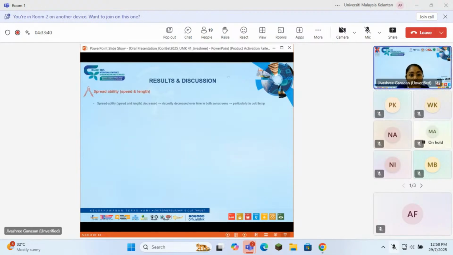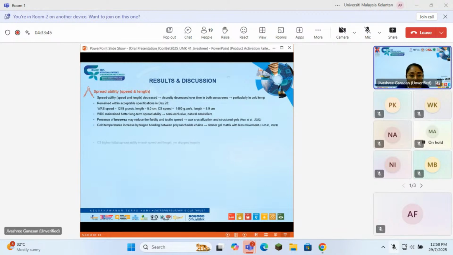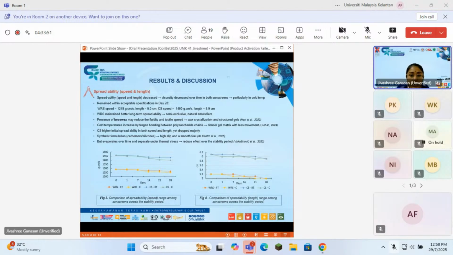Moving forward to the spreadability and length, I have combined both the spreadabilities. For the watermelon rind and commercial sunscreen, both showed a decrease in spreadability over time, especially under cold temperature, just like the viscosity. However, the watermelon rind based sunscreen maintained a better long-term spreadability compared to the commercial sunscreen, because it was reduced primarily because of the increase in viscosity, as I mentioned previously.